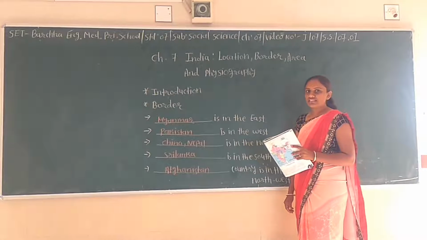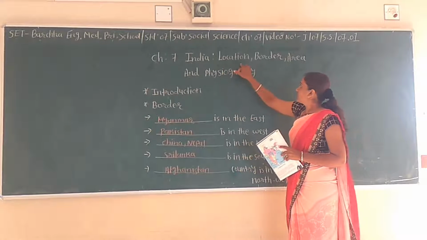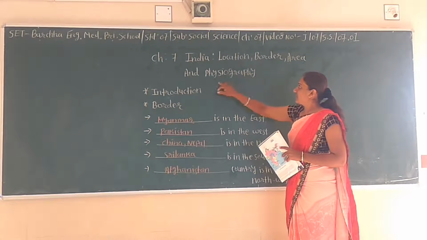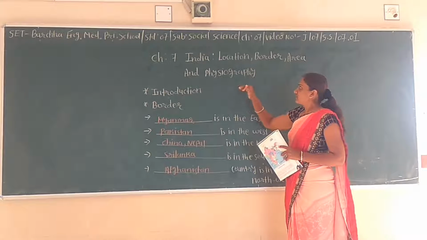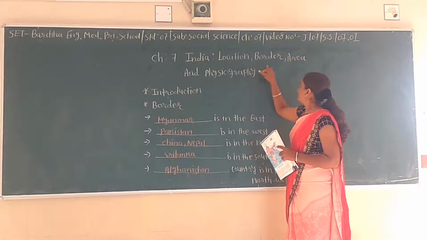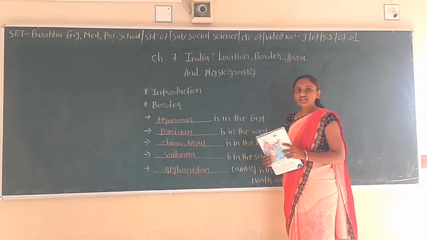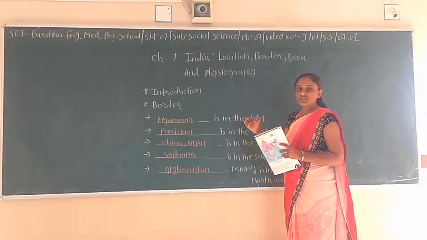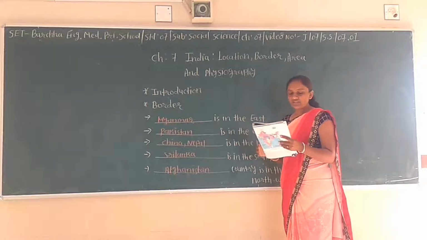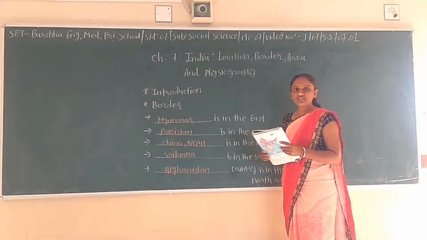We are going to start chapter 7. India: location, border, area and physiography. You already learned about location, border and area in 6th standard. In this chapter we will learn about India. Before that, first notice the political map of Asia in your textbook.